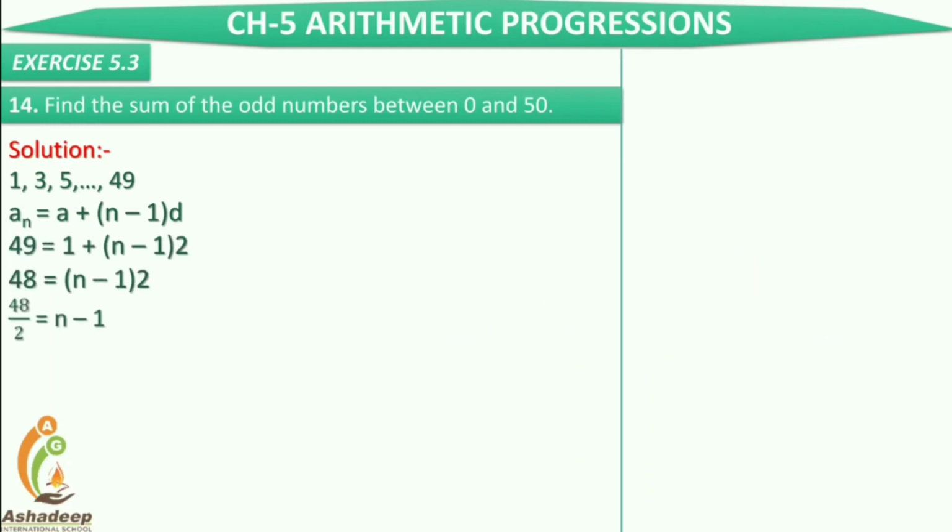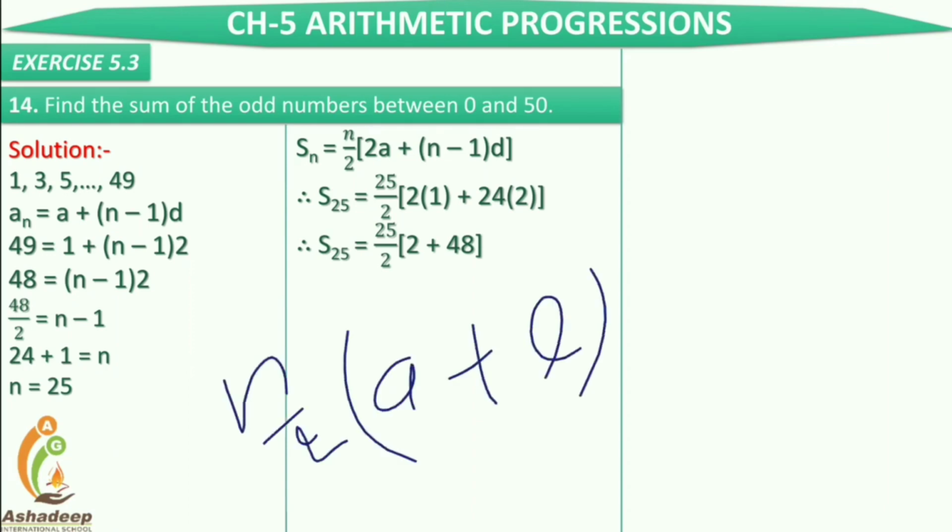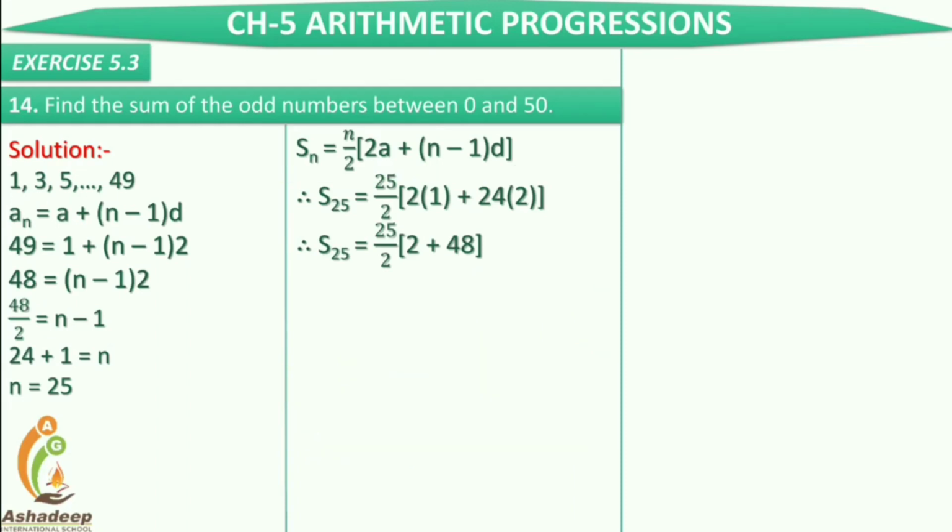Just simply go with the flow. The 2 from the numerator goes into the denominator. Now 48 by 2 is nothing but 24, and this minus 1 goes to this side and becomes plus, is equal to N. So N is equal to 25. Now S25 we need to find out. You can use either formula, whether you use A plus L into N by 2, that is also fine, or you can use the other formula. In both formulas you will get the same answer.